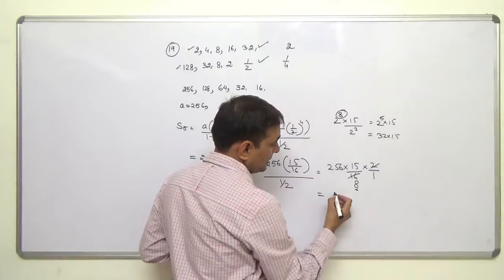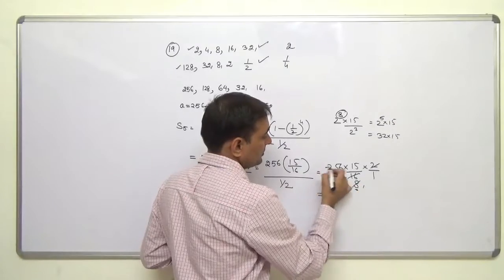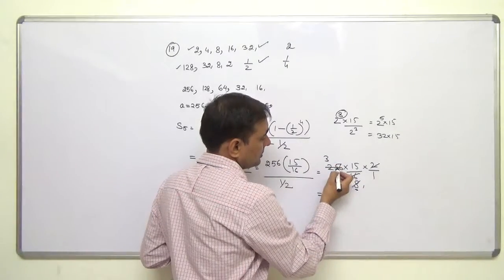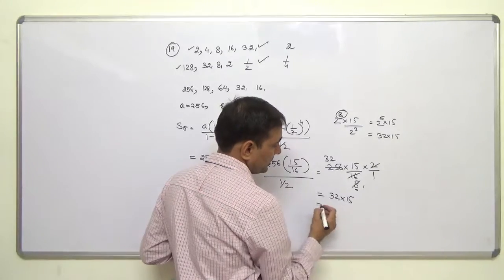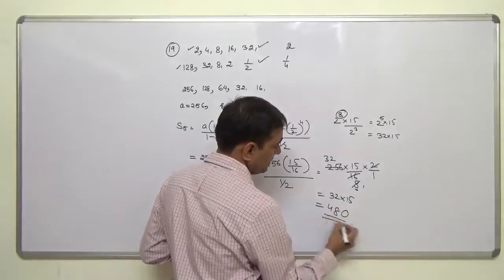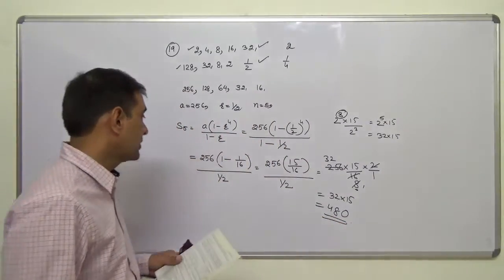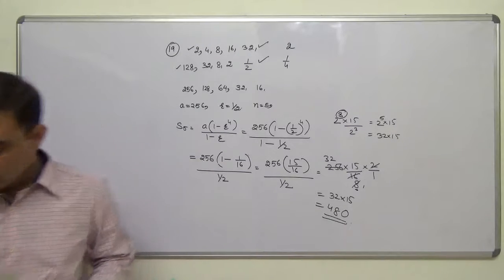So this will be, can we cut? 32, so it is 32 into 15, 480, right? It will be 480. So the sum of the terms of this sequence will be 480.